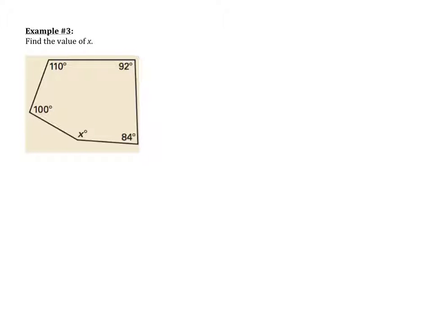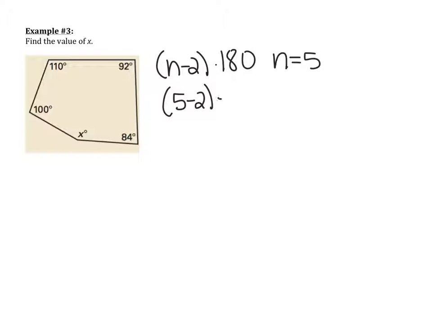Example number 3 says find the value of x. If you notice, we are given 4 angles and we are looking for the 5th angle. The first thing I want to do is find the number of degrees in a 5-sided figure. A 5-sided figure is a pentagon. So again, the first thing I want to do is figure out the total number of degrees inside of a pentagon. I'm going to do n minus 2 times 180, where n is equal to 5. So it'd be 5 minus 2 times 180, which equals 3 times 180, which is 540. So there's 540 total degrees inside of a 5-sided figure, or a pentagon.